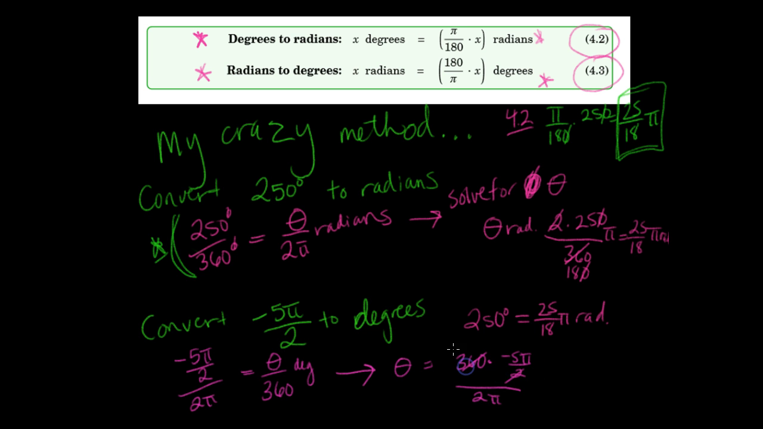So I could cancel that. That's 180. I could cancel this 2 into that. That's 90. I could cancel these pi's. My answer is going to be 90 times 5, which is 450, and it's negative 450. Yeah, so negative 450 degrees.